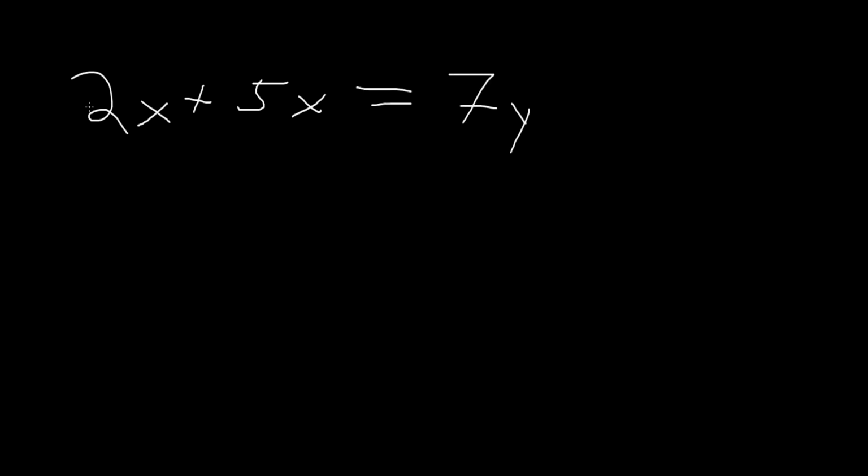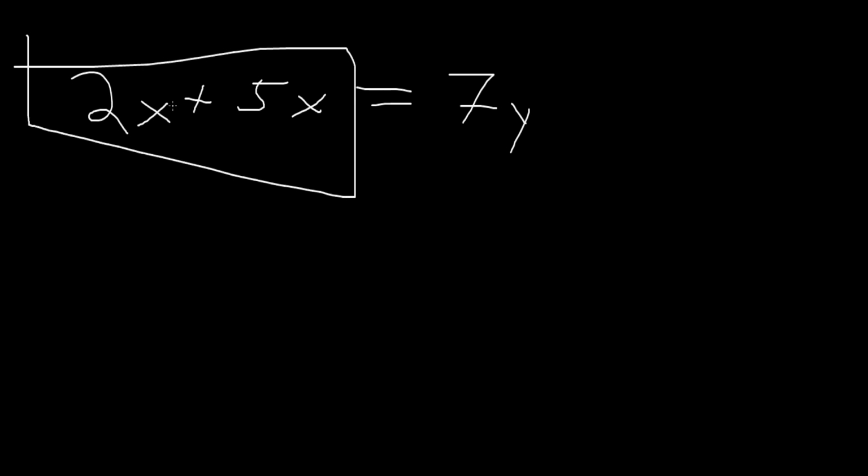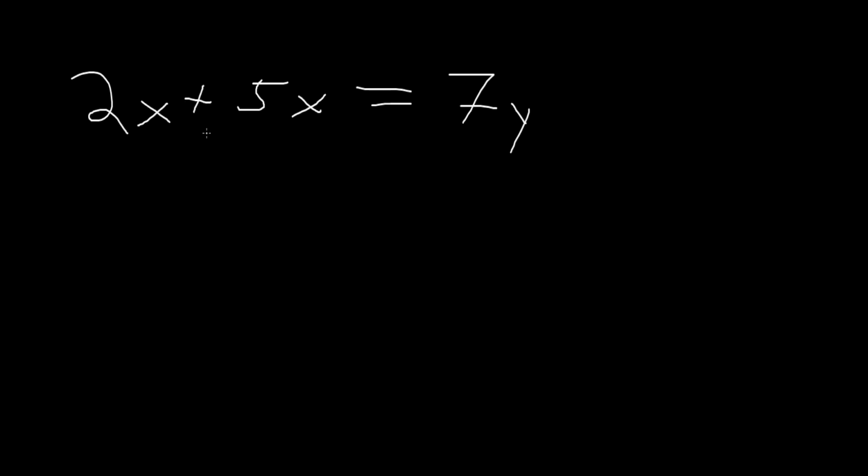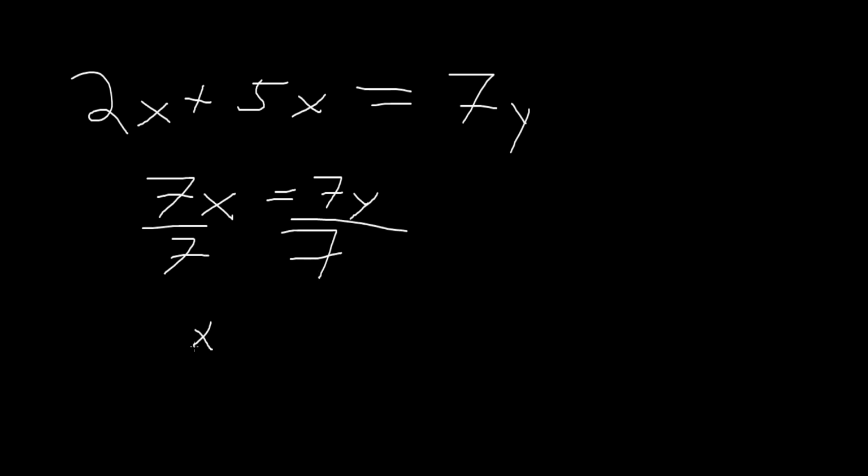To give an example, let's say I have 2x plus 5x equals 7y. I don't know what x is, I don't know what y is, so I can't solve this equation. I can't get a specific value. But this is a very long way of saying that I have 2 x's and then I have 5 x's. So 2 plus 5, that would be 7 x's. So 7x equals 7y. And hey, now we divide by 7 on both sides, we know that x is just equal to y.